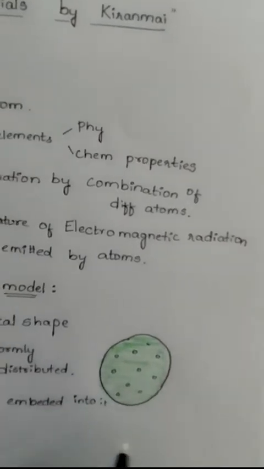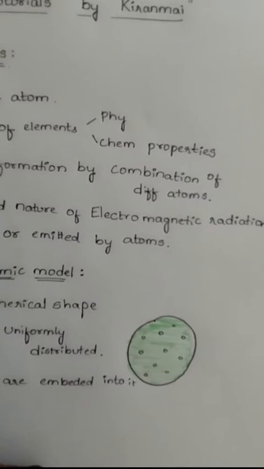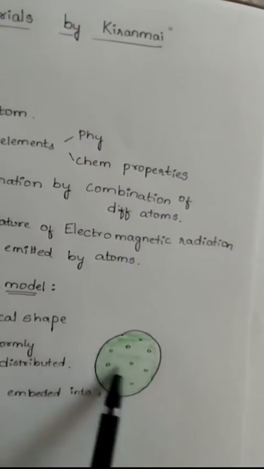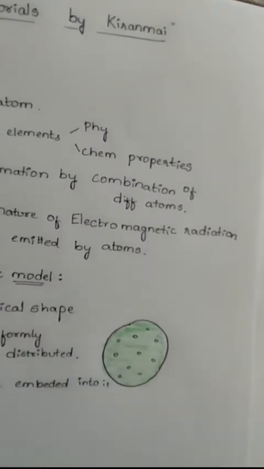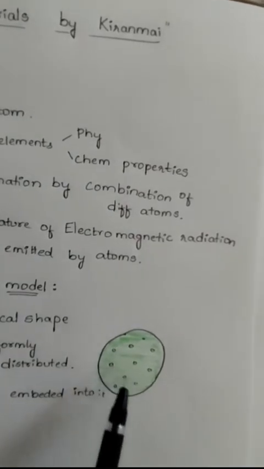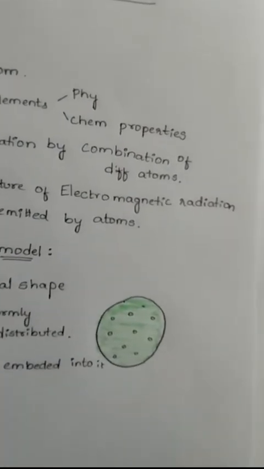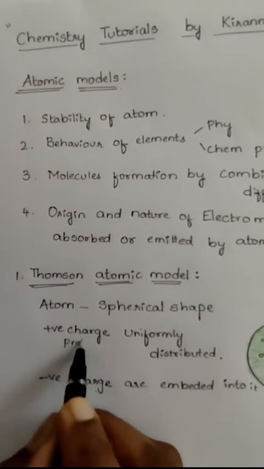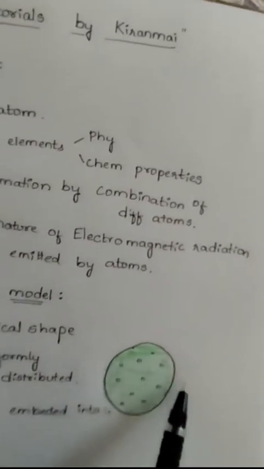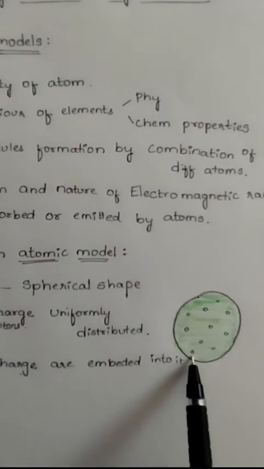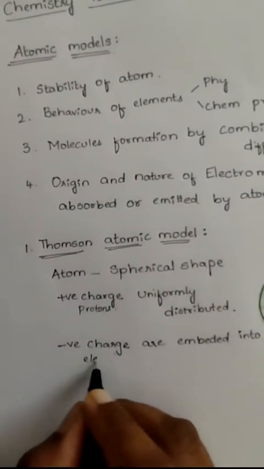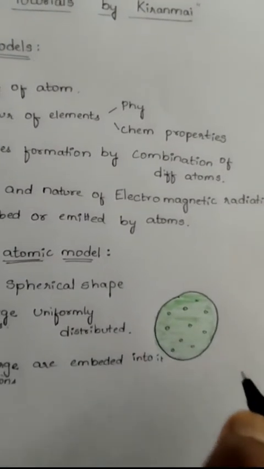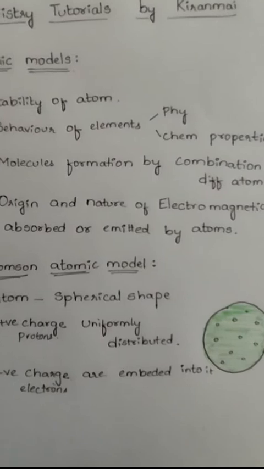It looks like a watermelon, so this model is also known as the watermelon model. Here the positive charge is uniformly distributed as in the red part of the watermelon, and the seeds in the watermelon are compared with the negative charge. That means protons are uniformly distributed throughout the atom, and electrons are embedded into it in the most stable electrostatic arrangement.